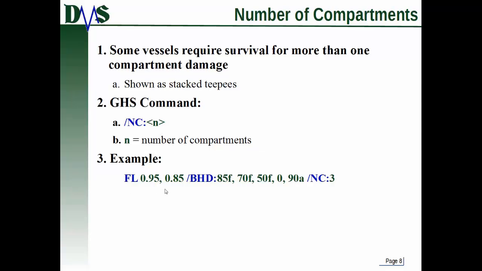So floodable lengths of 0.95. Here are my permeabilities. I've defined my bulkhead locations, and now I'm adding on how many compartments. And that's how many compartments will be considered flooded at any one time. And so the way GHS would interpret that is it's going to first check flooding of 1, 2, 3, 4, each one of those individually. It's then going to check 2 at a time. So it'll go through those.